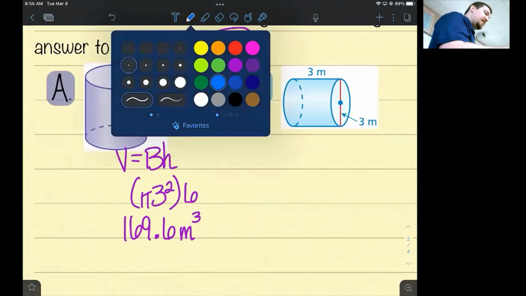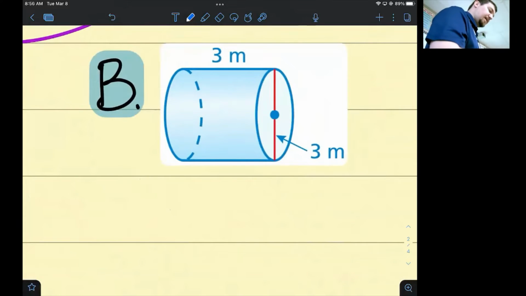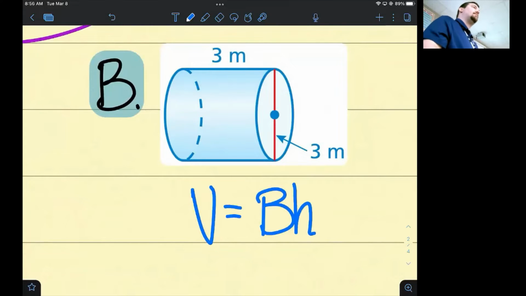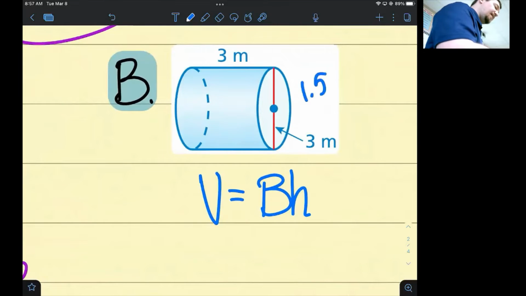Here's a cylinder that's laying on its side. That's not the unique part about it. What's unique is that they gave us the diameter instead of the radius. Whitney, if the diameter is 3, what would that make the radius? What is it? 1.5. You're exactly right. So we only want half of 3. So we want the radius of 1.5.